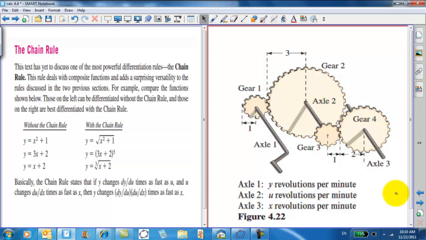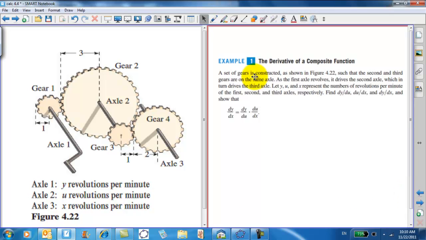And so here, we're going to look at this problem involving a gear chain. Here's a set of gears, such that the second and third gears are on the same axle, this axle right here. And as the first axle revolves, it drives the second, which then turns the third. So, as this one turns clockwise, this one will turn counterclockwise. But not nearly as fast though, because this is smaller. That'll also turn this one, and then it'll turn gear 4 like this.